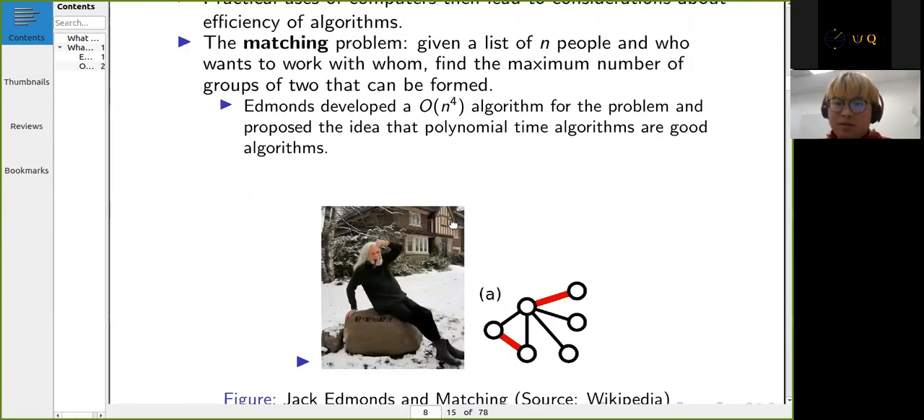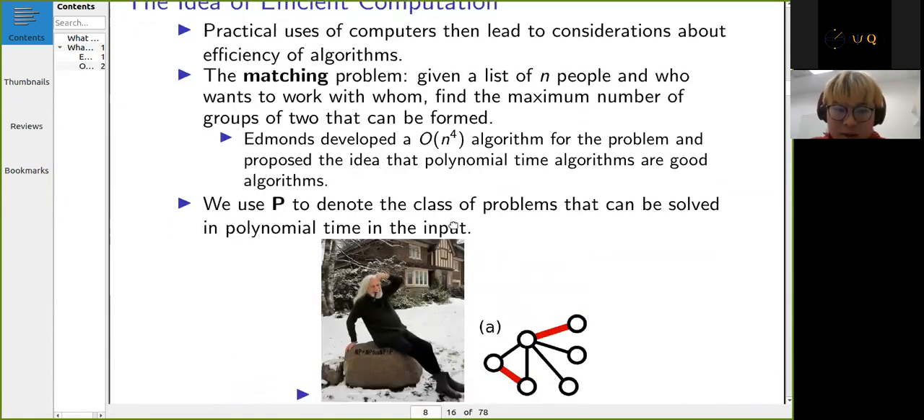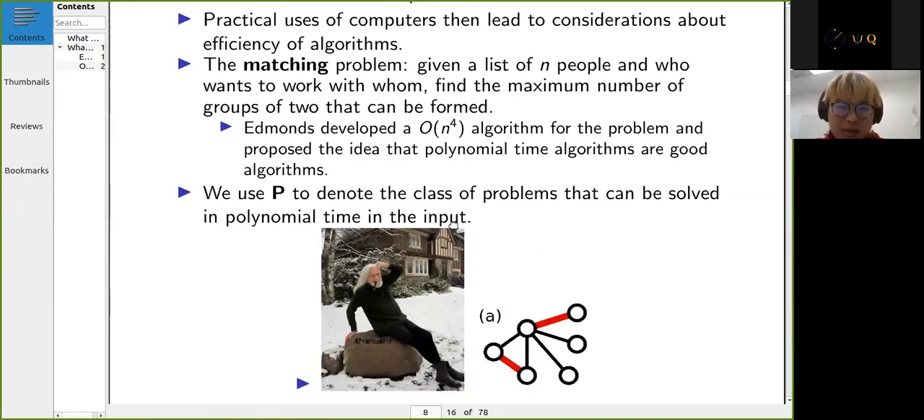So if you have a list of n people, this algorithm will terminate in n to the fourth steps. And in the same paper where he proposed this algorithm, he also proposed the idea that polynomial time computation is sort of the right definition of efficient computation. We will use P to denote the class of problems with such a polynomial time algorithm.